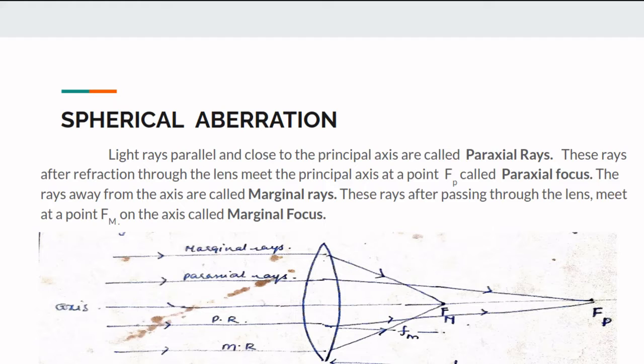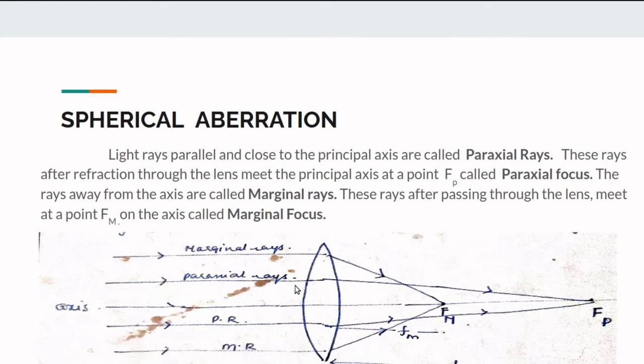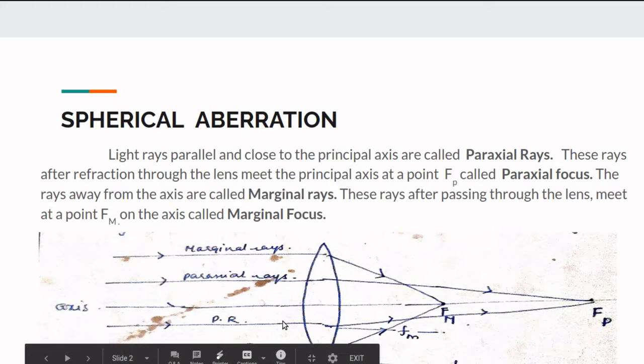This spherical aberration is mainly due to the rays which are incident on the lens at different zones. In this figure we can observe the convex lens and the principal axis. These two rays are very close to the principal axis and parallel to it. These two rays are known as paraxial rays. That means the rays which are very close to the principal axis are known as paraxial rays.